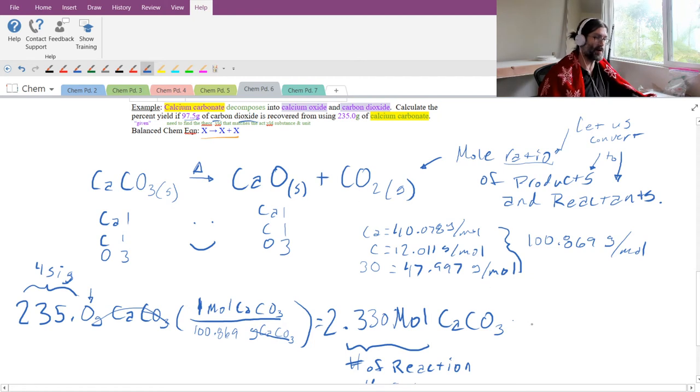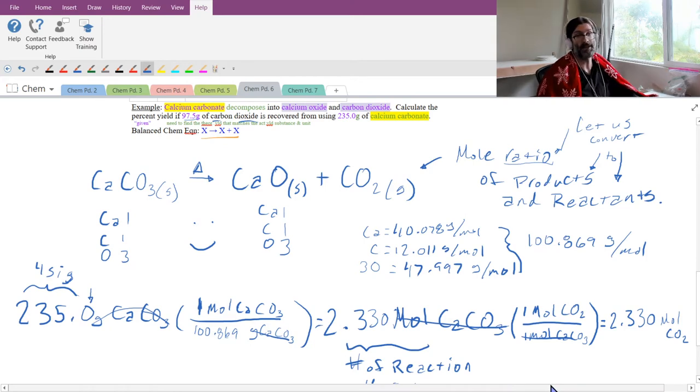So we see that for every 1 mole of CO2, we need 1 mole of calcium carbonate. We put on top what we're converting to: 1 mole CO2 for every 1 mole CaCO3. Moles of calcium carbonate cancels with moles of calcium carbonate. And if my calculations are correct, what we end up with is 2.330 moles of CO2. Did anyone else get 2.330 for that?